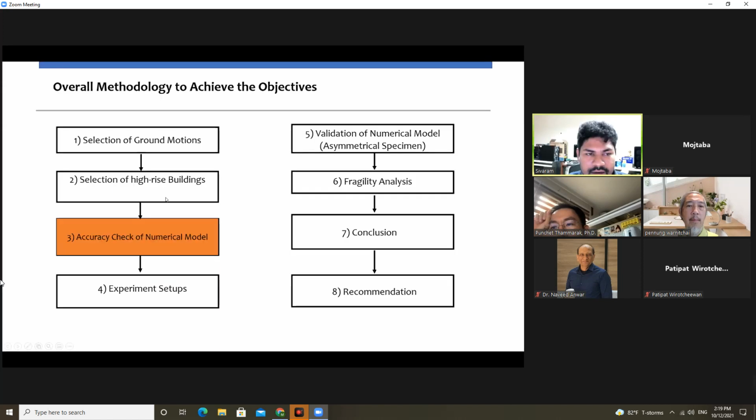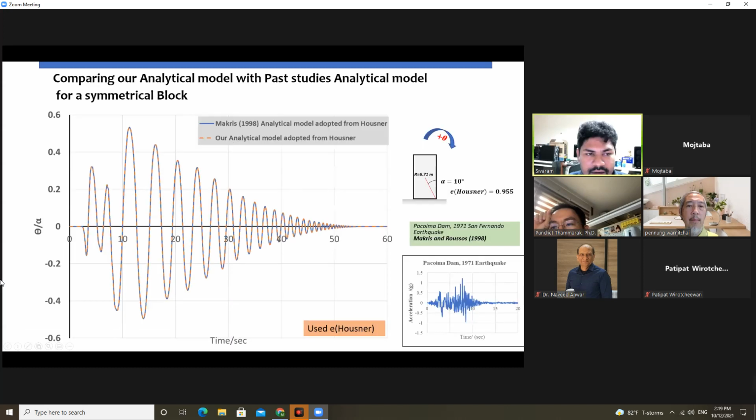So next, we have to check the accuracy of our numerical model. So this one, we compare our analytical model with past analytical model. We choose the Marquis paper. We applied the Pacific Dam earthquake. It's well matched with the past analytical model. Here we choose Housner's coefficient.